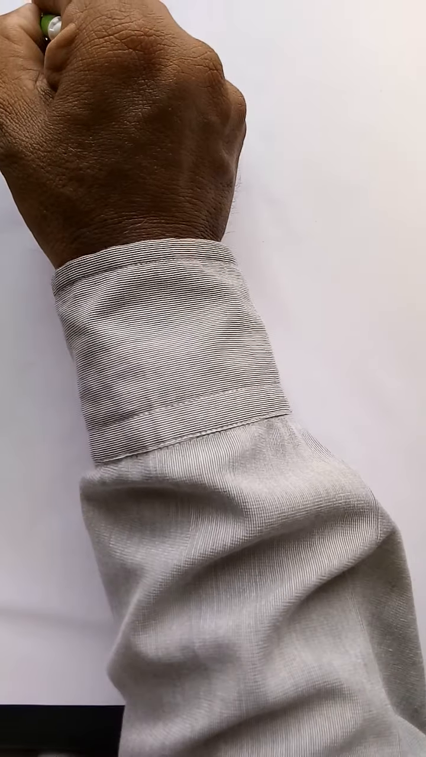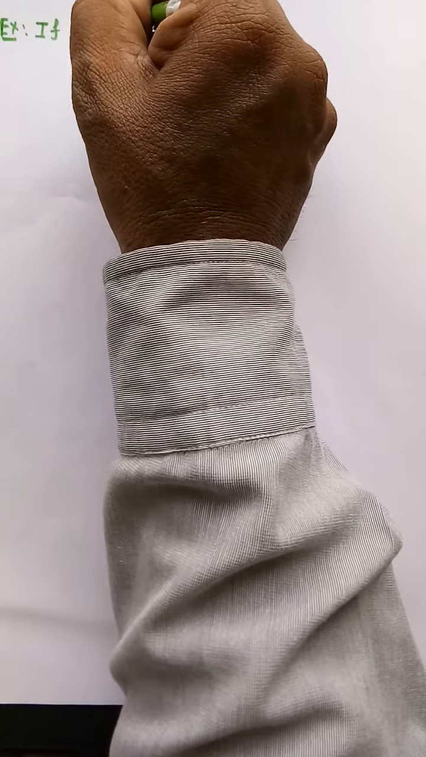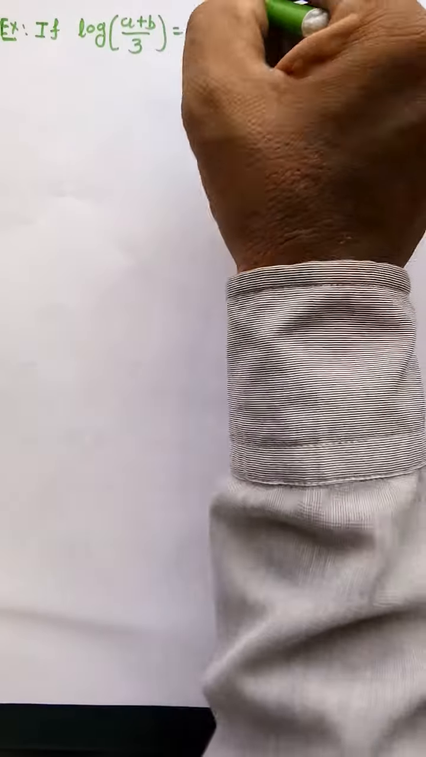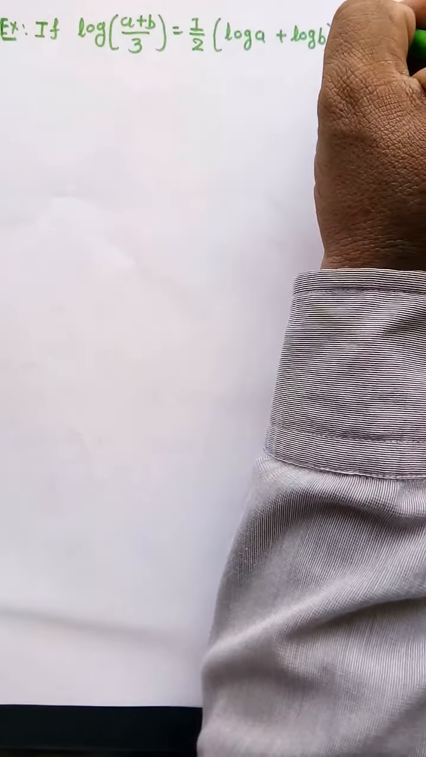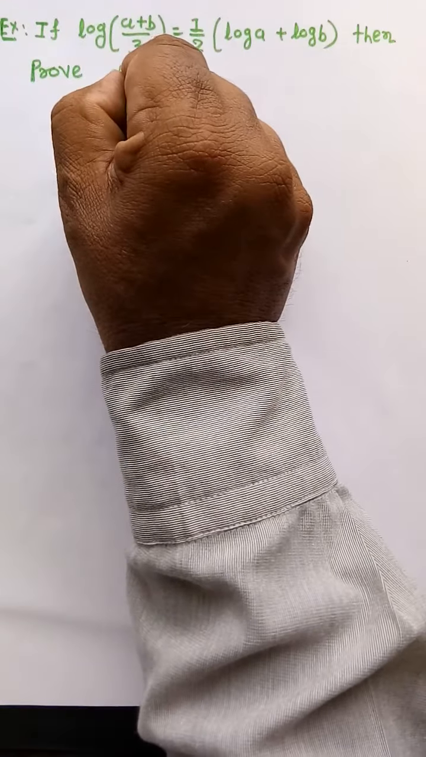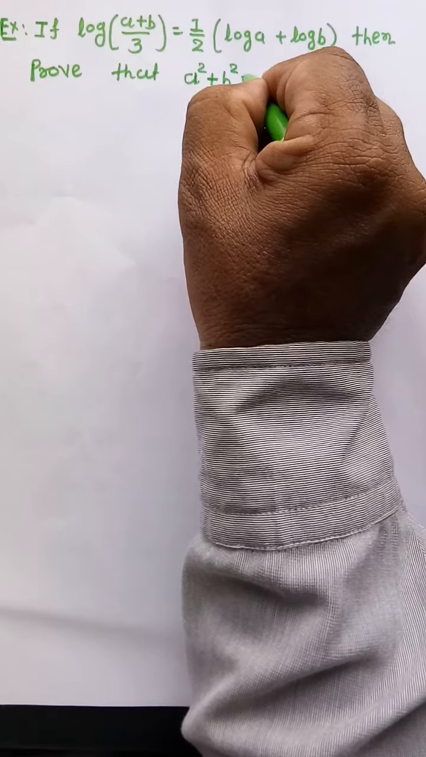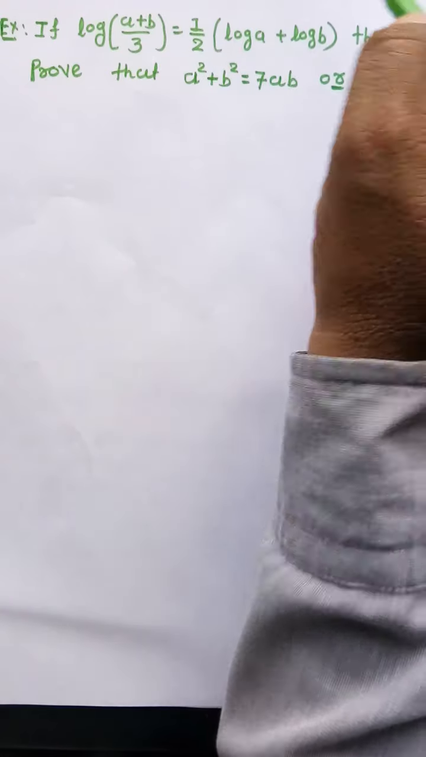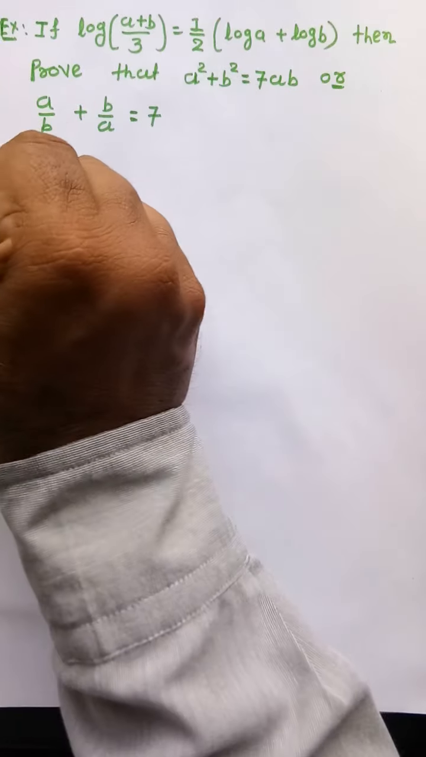Now other example: if log (a plus b by 3) is equal to 1 by 2 brackets log a plus log b, then prove that a square plus b square is equal to 7ab, otherwise a by b plus b by a is equal to 7. Now here solution.